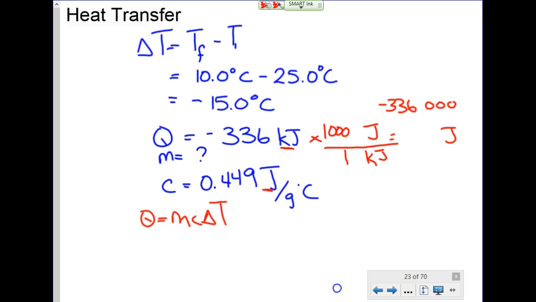There's 2 ways you can tackle this problem. The first way is to rearrange your formula to solve for M. If I want to solve for M and isolate that, I need to divide both sides by CΔT.